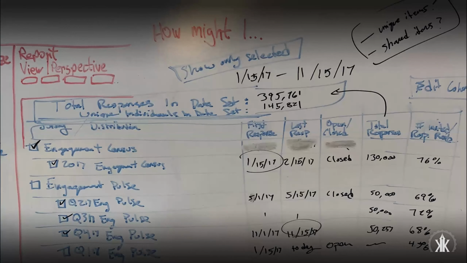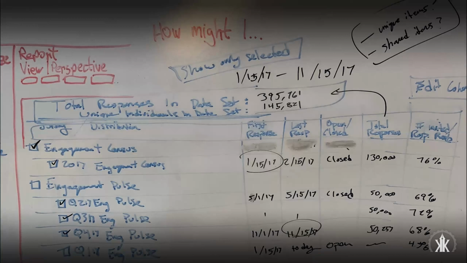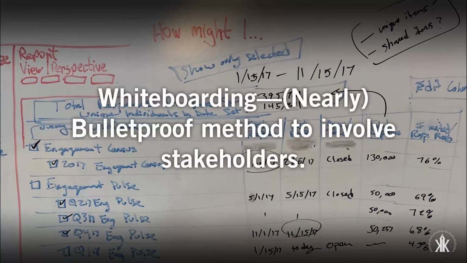One of the best tools that I've actually had for working on this and breaking down the barriers to including all stakeholders is whiteboarding. For example, like this, tabular displays are still a major part of a lot of data dashboards and displays I've had to work on. And for that reason, I find it to be a nearly bulletproof method for involving the stakeholders.